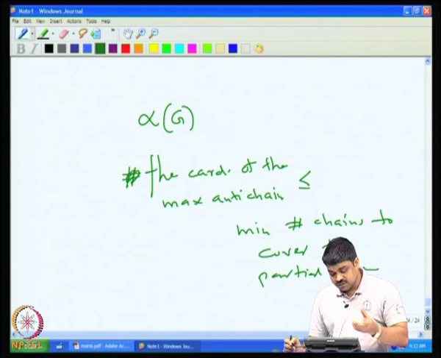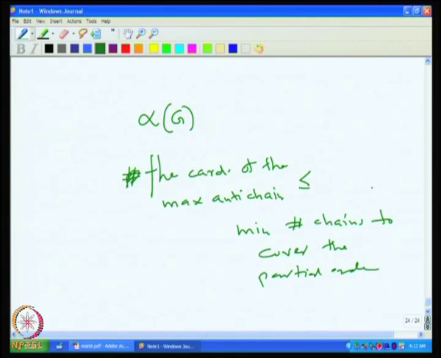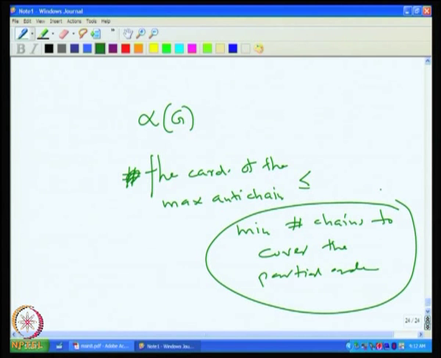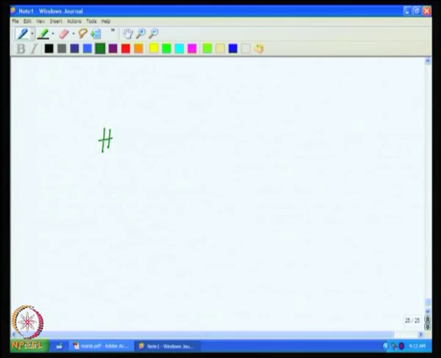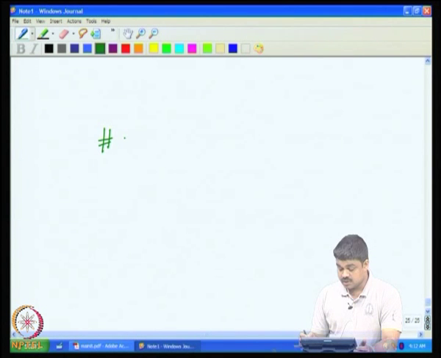But the other way: this minimum number of chains to cover the partial order is the minimum directed path cover of the corresponding directed graph, isn't it? Because a chain is a directed path, you are covering all the elements, and they are disjoint. Therefore, it is indeed a minimum directed path cover. So we know by the Gallai-Milgram theorem that the cardinality of the minimum directed path cover is less than or equal to alpha.